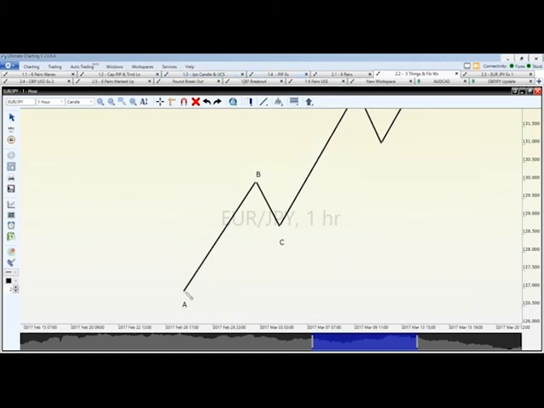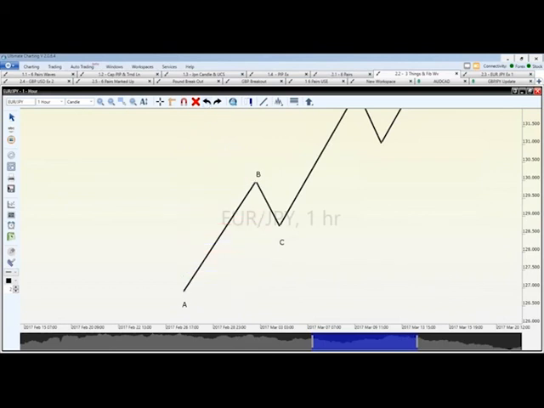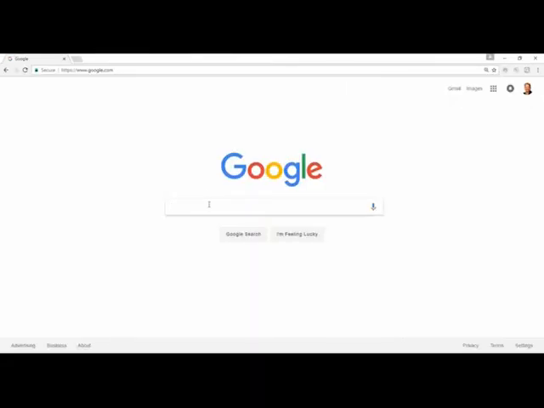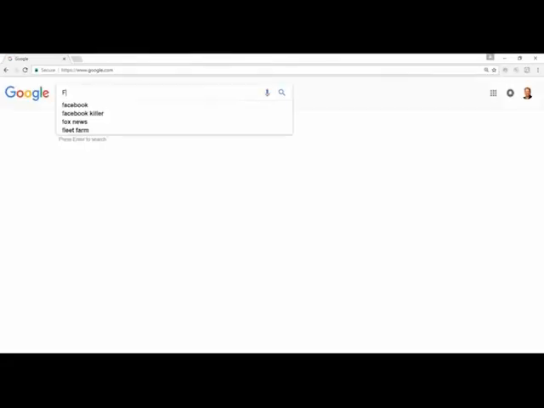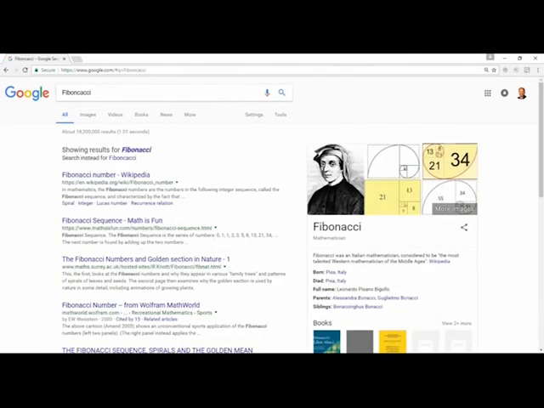Now we have a tool on here. Somebody's asking me about Fibonacci, so let me just show you. I'm going to just Google it. Just put Fib in the chat box if you can see that I went to Google, and all I did was Google Fibonacci.